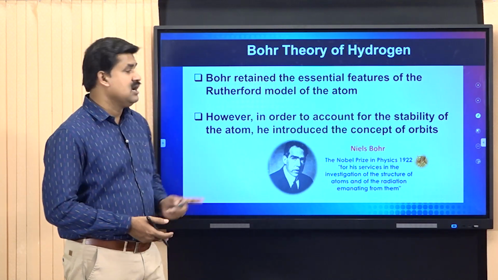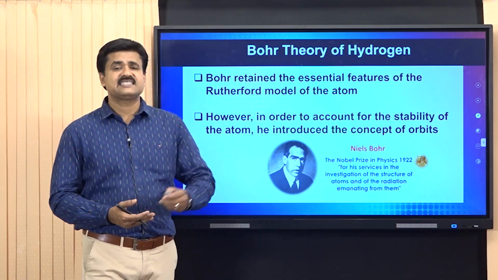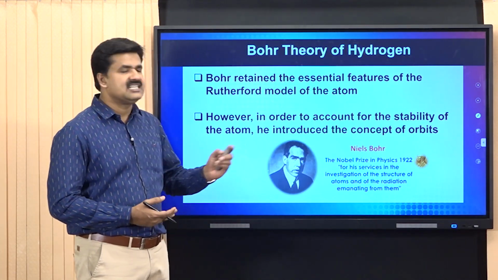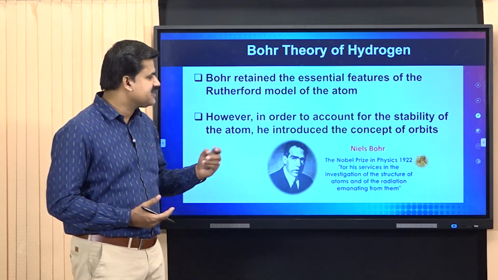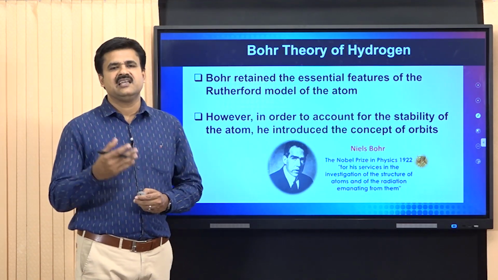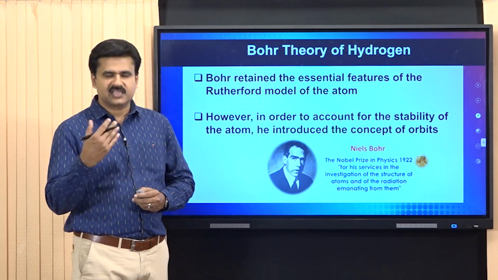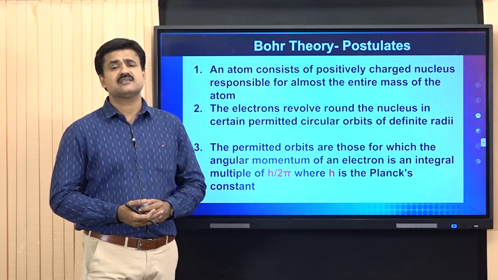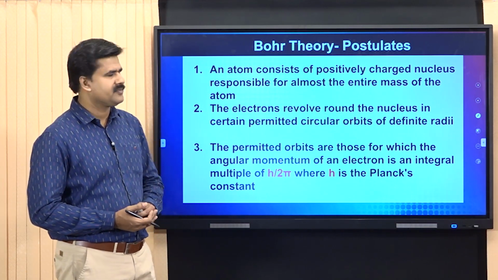Niels Bohr won the Nobel Prize for Physics in the year 1922 for his service in the investigation of the structure of atoms and the radiations emanating from them. Important postulates of Bohr theory.